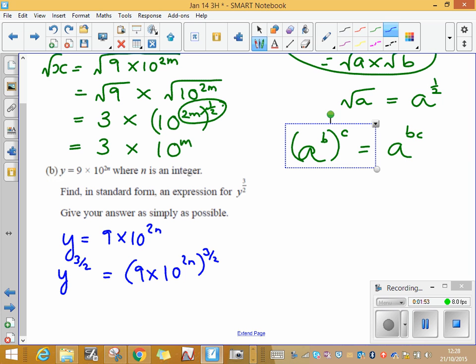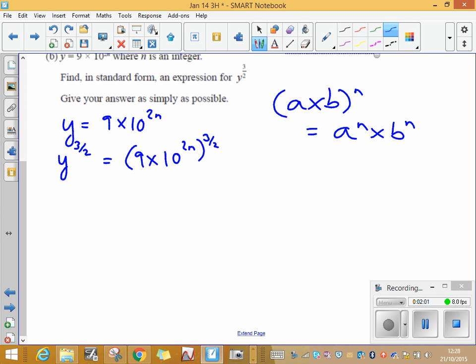Okay, now same idea as up here. If you've got a times b, all to the power n, then it's the same as a to the power n times b to the power n. I can write each term individually to the power and multiply them together. So here I can write 9 times 10 to the power 2n, all to the power 3 over 2, as 9 to the power 3 over 2 times 10 to the power 2n to the power 3 over 2.